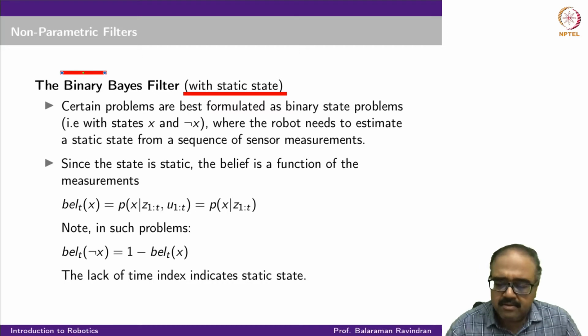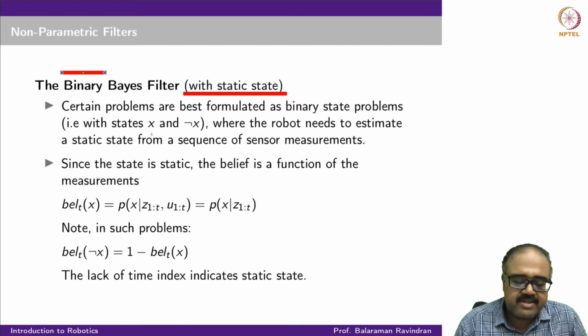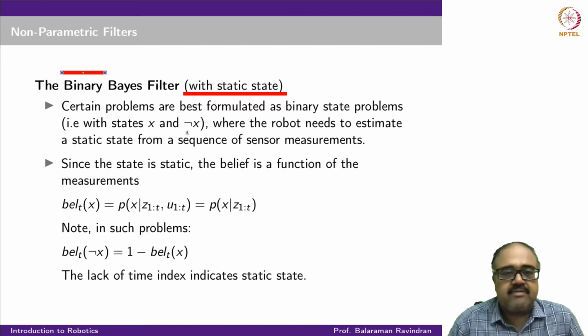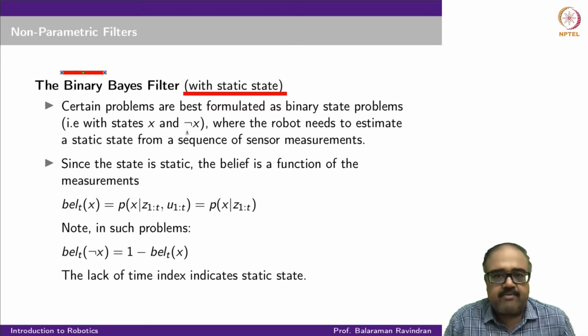So the goal here is to look at problems that are formulated as binary state problems. Basically, I have a state variable x that can either be true or false. So my states are either x or not x. And the robot just needs to estimate the value of x. Is x true or is x false?